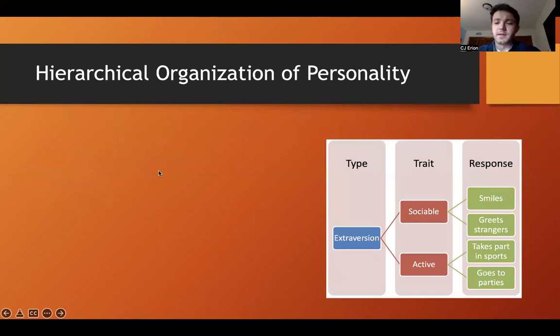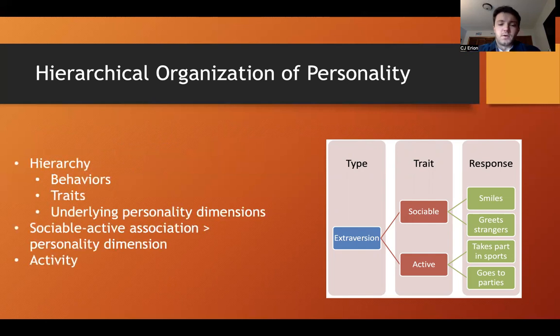I think the best way of thinking about this is through some sort of a hierarchical organization. And so we see this in terms of there being a hierarchy of behaviors or responses here, traits, and then types, the type being the dimension or the factor. And so with those responses, or behaviors, we can associate those with certain traits, right? So those who are sociable typically have the responses of smiles when meeting strangers, and additionally, they'll be more likely to actually go up and greet strangers.